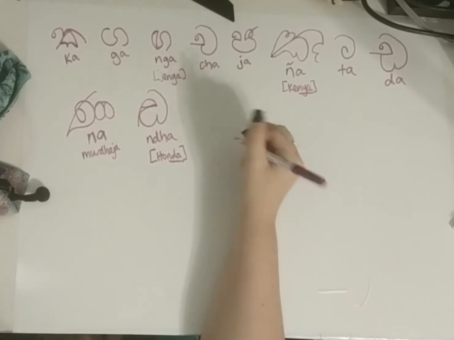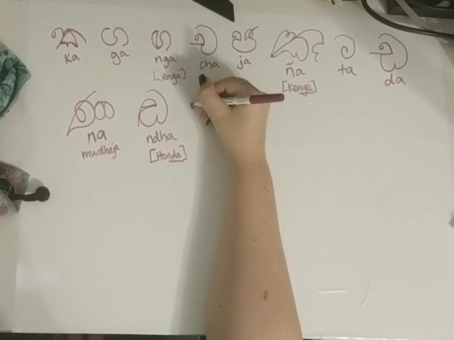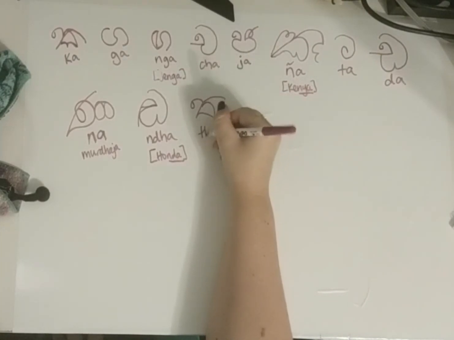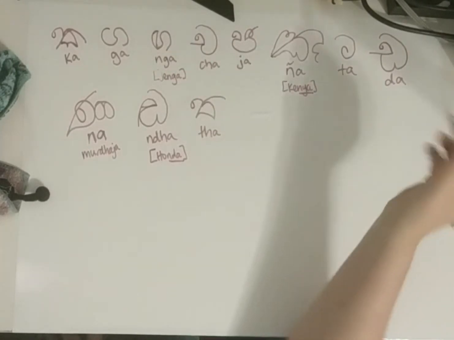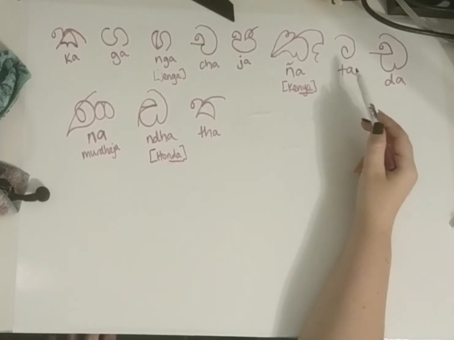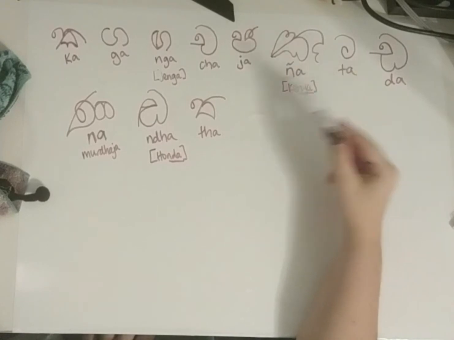So next sound is a really interesting one. Let me draw it for you first. So this sound is ta, ta, ta. So it is a T sound, but it's not exactly ta, it's ta. I know it sounds exactly the same.